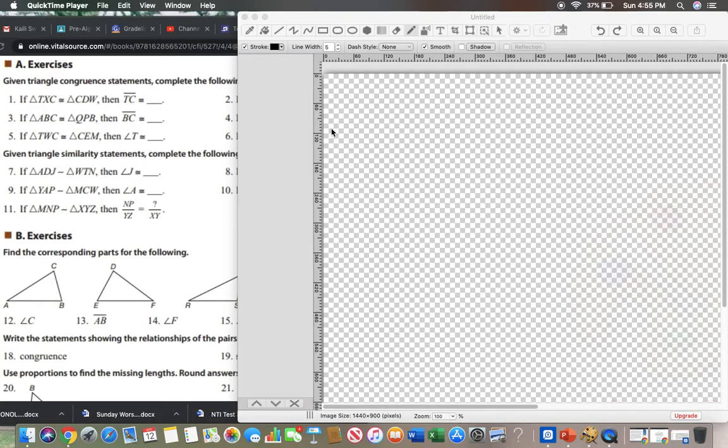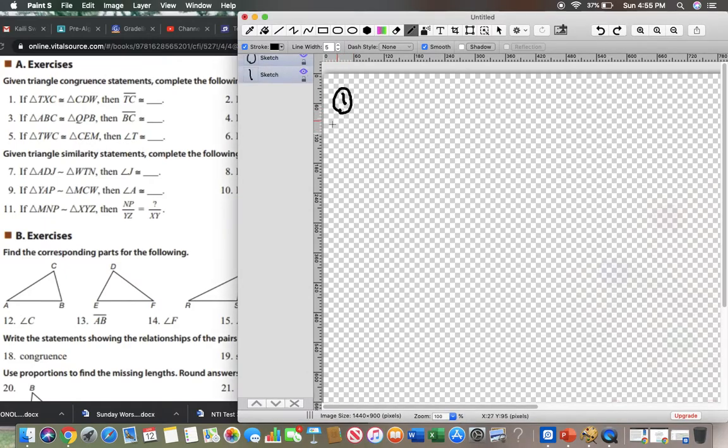Alright, I'm on page 517 on 12.5. Let's do a lot of the examples here. Let's start with number 1. Got the book pulled up here as well. It says, given triangle congruent statements, complete the following statements for congruence of corresponding parts.